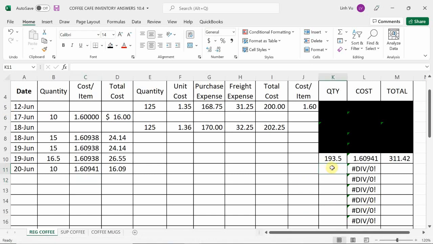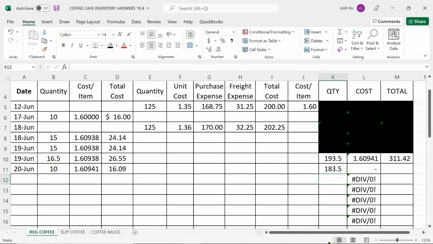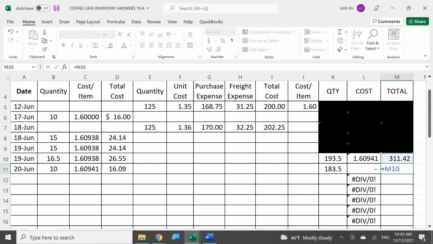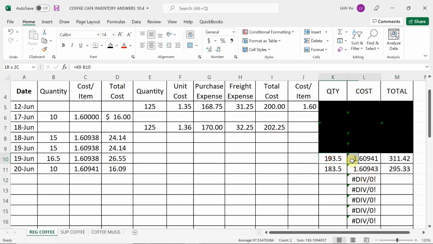So in this case, I have 193.5 pounds minus 10 pounds. It's going to give me 183.5. In this case, 311.42 minus 16.09 is going to give me 295.33. So again, my cost per item dropped again by 2/20,000ths of a penny.